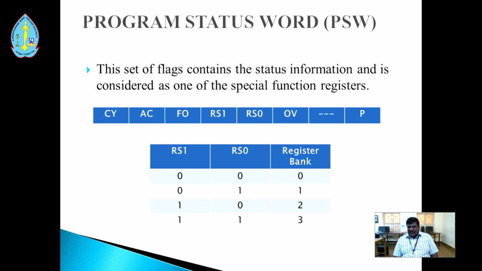The dotted symbol is used for future use. The P is a parity flag. The table below represents the register bank selection. In the register bank, RS1, RS0 value will be 0, 0. We can select register bank 0.